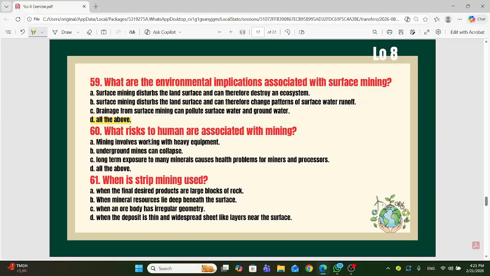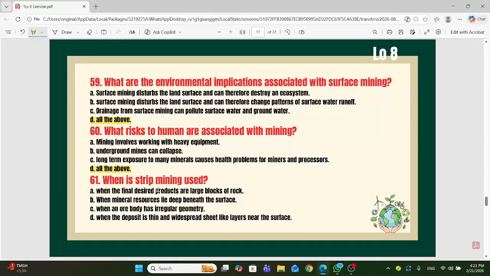What risks to humans are associated with mining? The mining involves working with heavy equipment, and underground mining can cause cave-ins, where long-term exposure to many minerals causes health problems. So, all of the above.